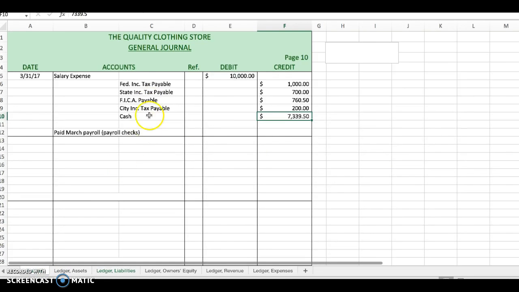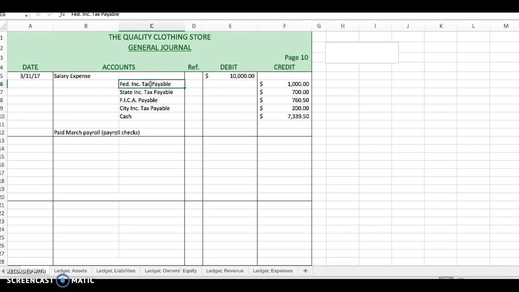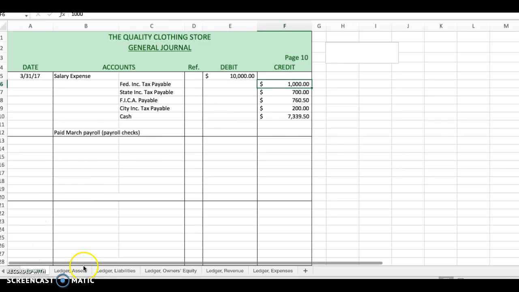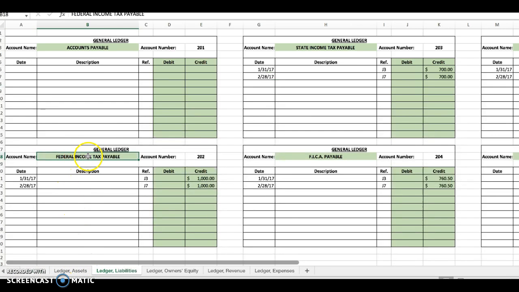Again, going back to the journal, we see that this is the entry. The similar entry would have been done in January. It would have also been done in February, and we're going to be doing it in a moment in March. And again, federal income tax payable would be credited by 1,000. So the liabilities show federal income tax payable, and we see the credits for these 2 months.